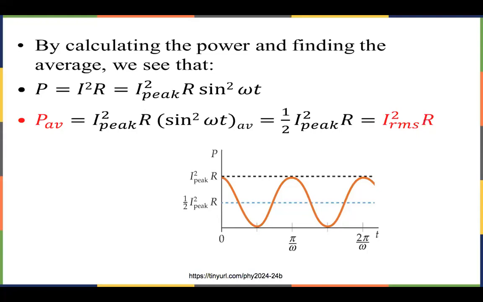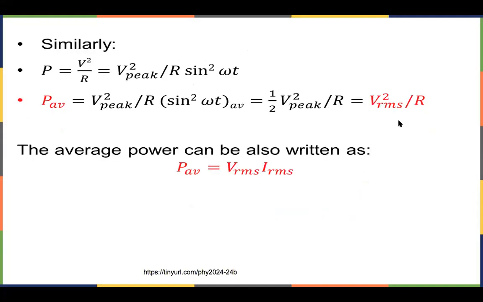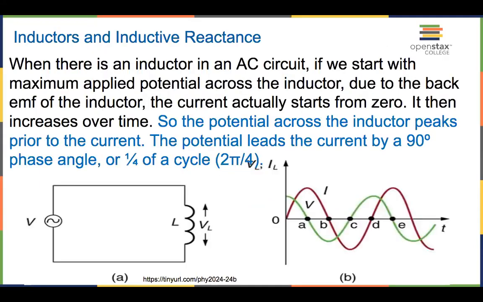In that case, I is not changing, V is not changing, okay? But in this case, because I and V are changing, we need to use the root mean square quantity, okay? And then you can also use V squared over R, but again, you'll be using the root mean square quantity for V. You can also use V times I, then we'll also be using the root mean square quantity of V and I, okay?